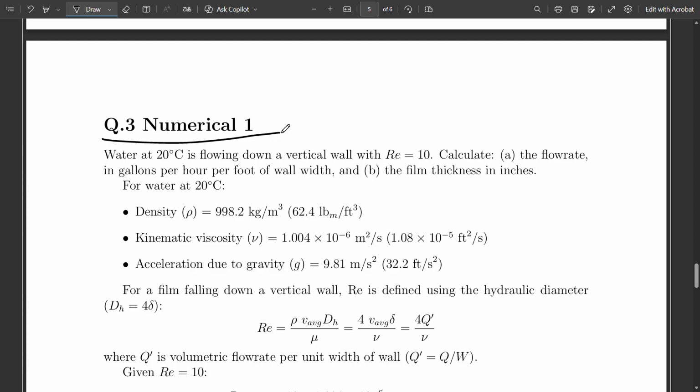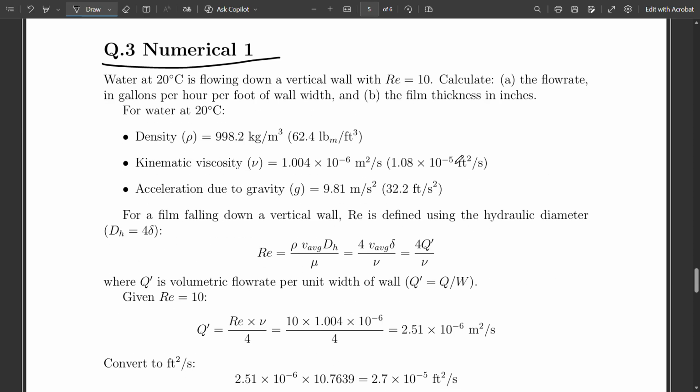Now there are some numericals based on this. This is numerical 1. Water at 20 degrees Celsius is flowing down a vertical wall with Reynolds number 10. Calculate the flow rate in gallons per hour per foot of wall width and the film thickness in inches. We are given the properties of water at 20 degrees Celsius: density, kinematic viscosity, and acceleration due to gravity. For a falling film down a vertical wall, in the Reynolds number the diameter we use is the hydraulic diameter, which is expressed as 4 times the thickness of the film flowing over the plate.